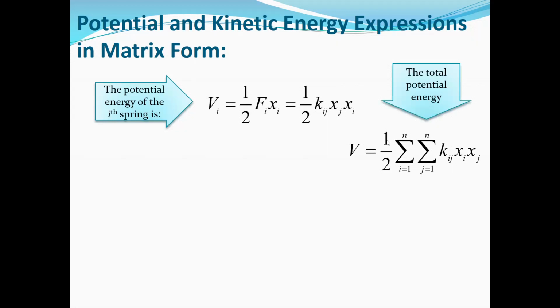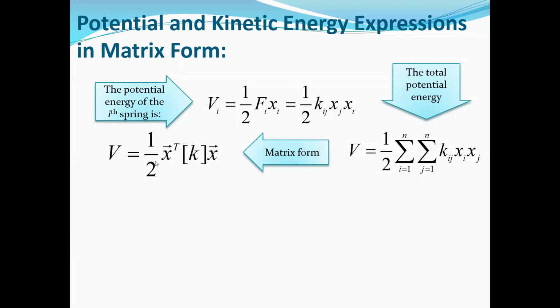And we can write the total potential energy as a summation of the potential energy in each spring. So we can write it in this form, and finally we can write it in the matrix form: half times X transpose times the matrix of stiffness times the vector X, which is the vector of the displacements or the degrees of freedom, and in your case it will be the generalized coordinates that you will choose in the first step.